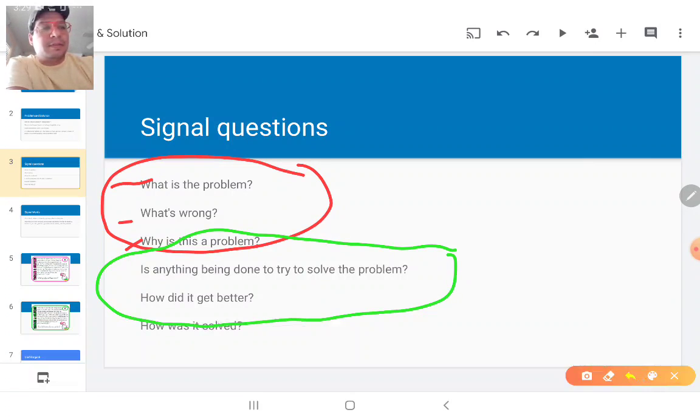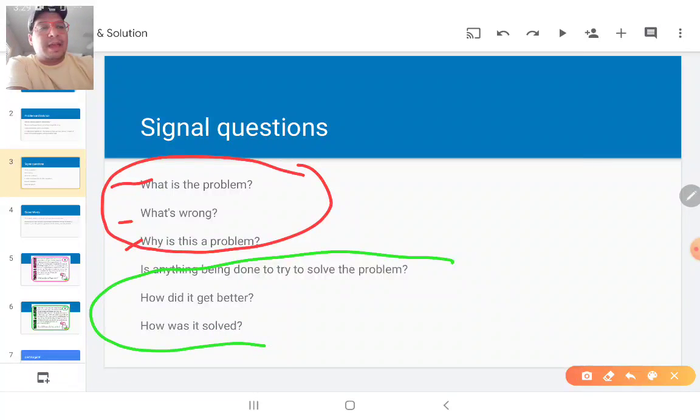Sorry, I kind of went over that part. I keep going over the right thing. Sorry, guys.